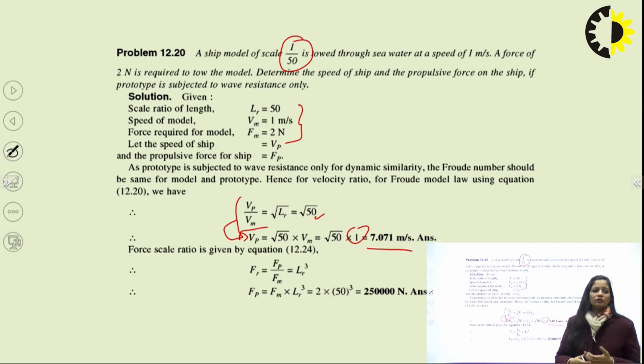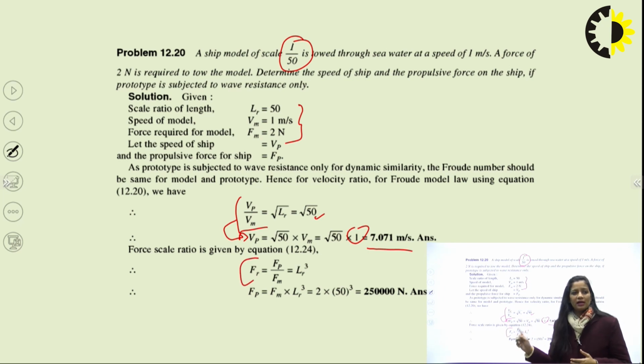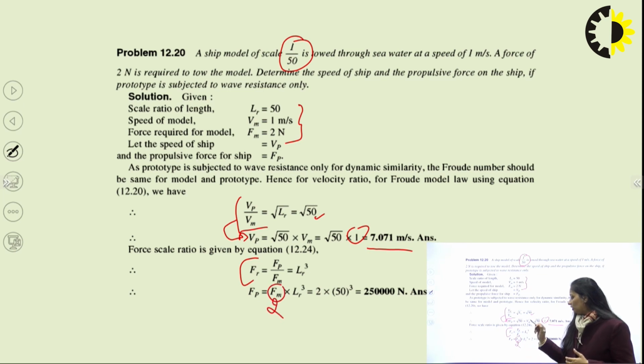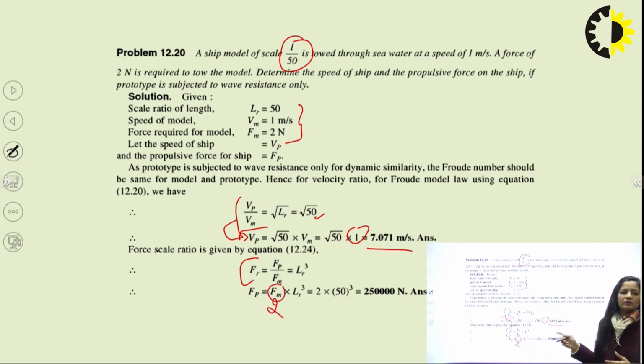Now the question was also asking for the force required for the prototype. You can apply the ratio of drag force as LR cube. Here Fm is given as 2. You need to calculate Fp only. So Fp will be equal to 2 multiplied by LR cube, or 50 cube. So you can get an answer of 250,000 Newton as your final answer.